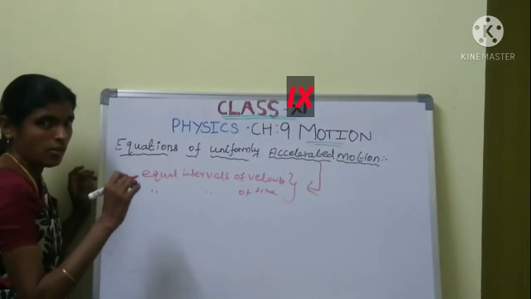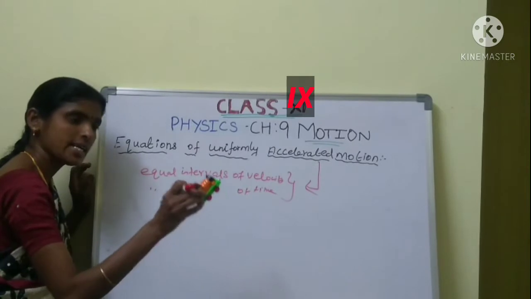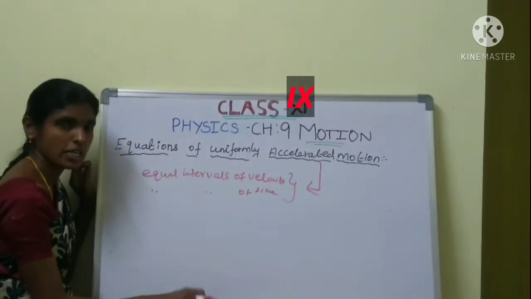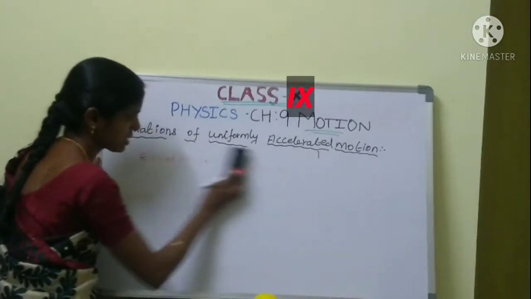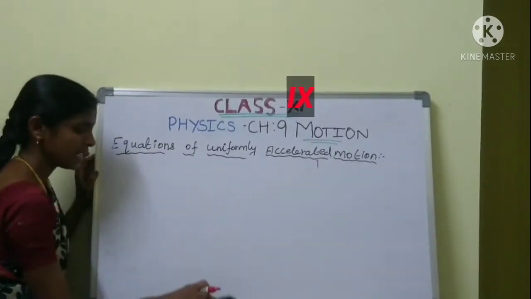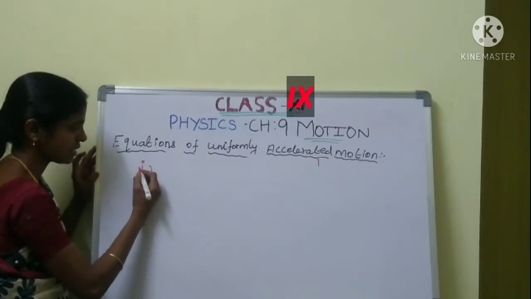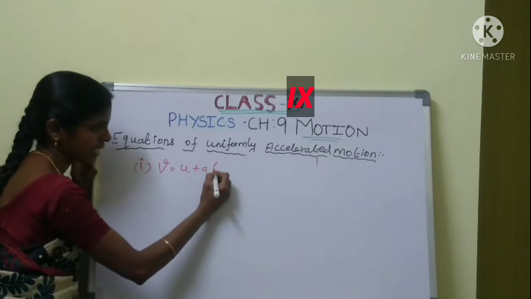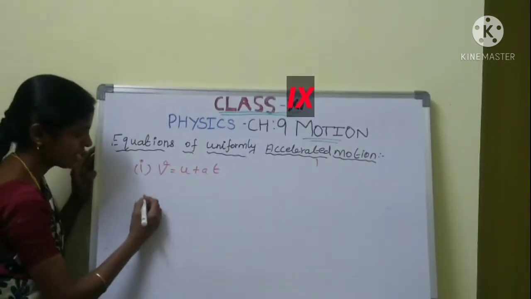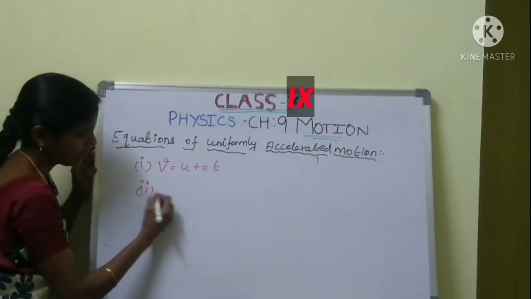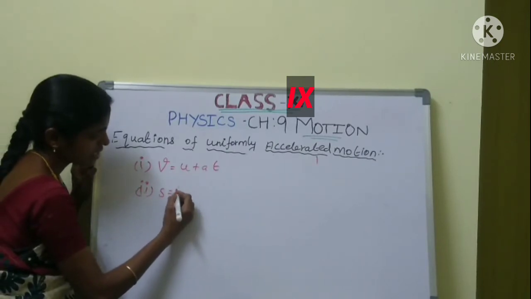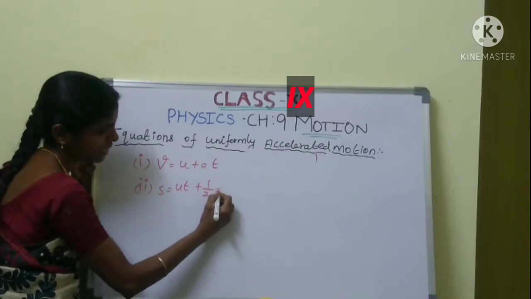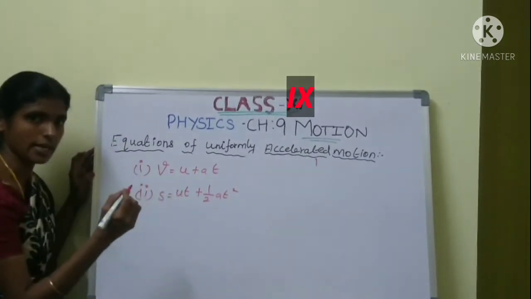The car has uniformly accelerated motion, which means the car has three types of equations. What are the three types of equations? The first is v equal to u plus at. The second equation is s equal to ut plus half at square.